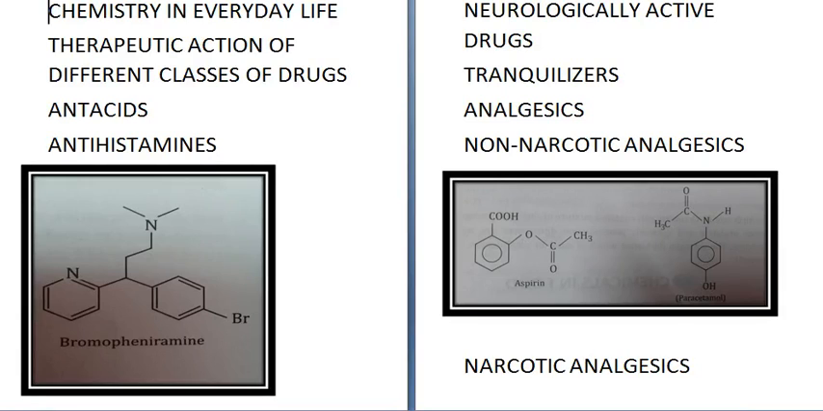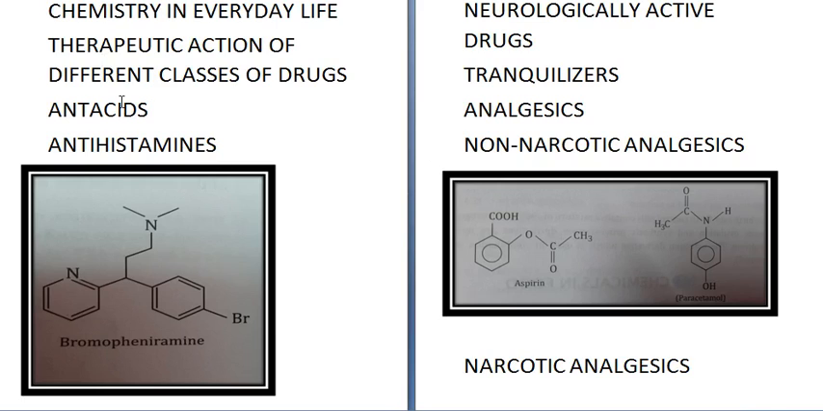Children, we are continuing with the chapter Chemistry in Everyday Life. We have to study now about the therapeutic action of different classes of drugs. Drugs, depending upon the type of action they are performing in our body, are divided into several types.